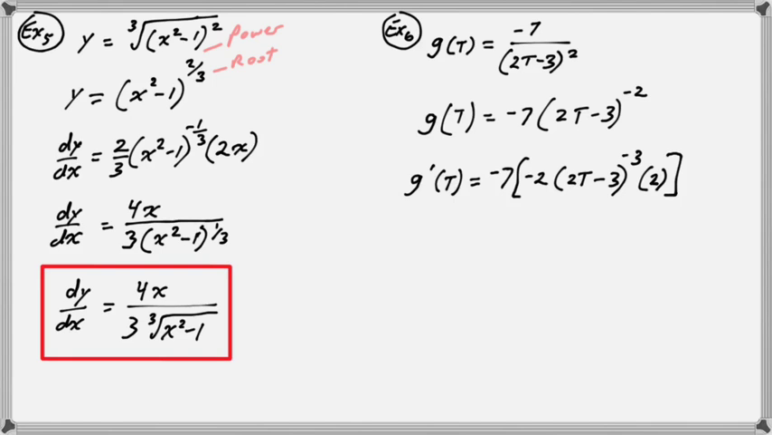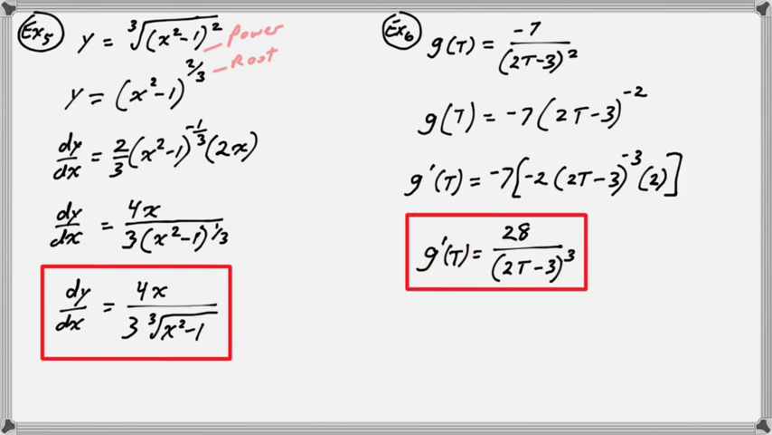So you get 2 times 2, which is 4. 4 times 7 is 28. Negative times negative is a positive. And this would go on the bottom because it is a negative exponent. It has to change sides and become positive.